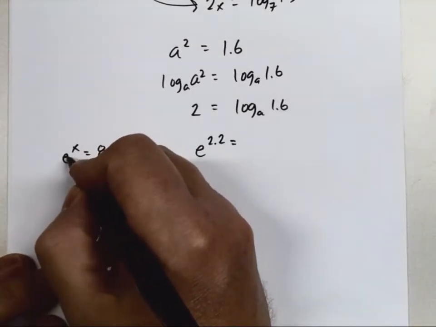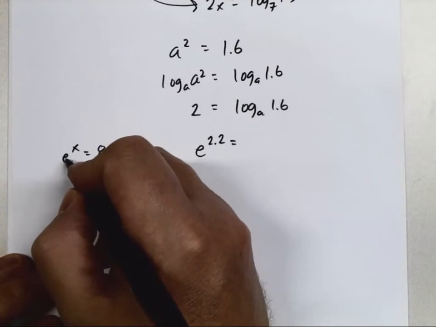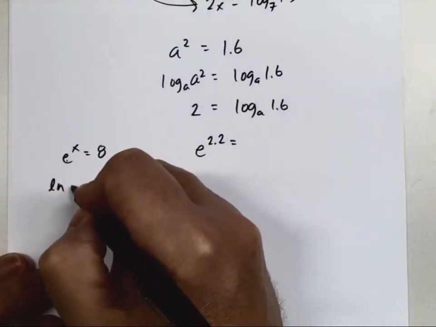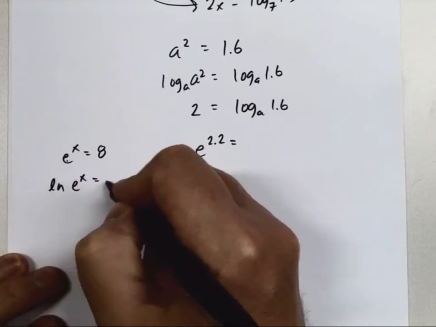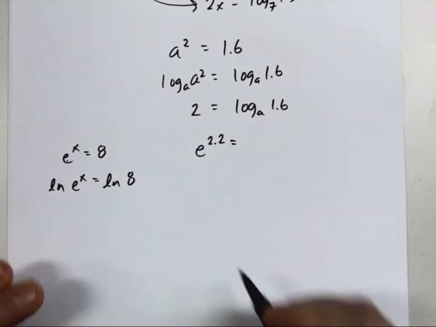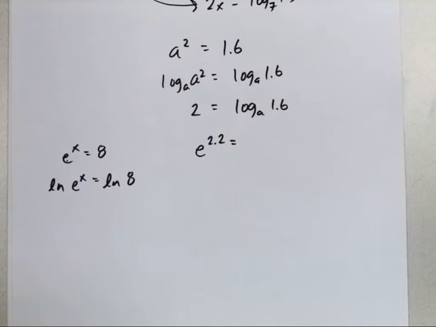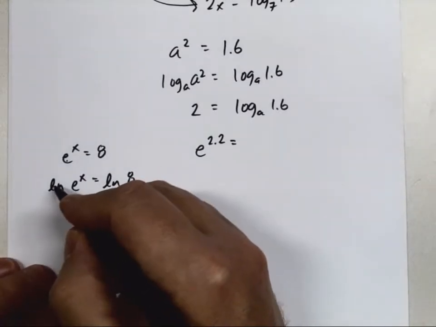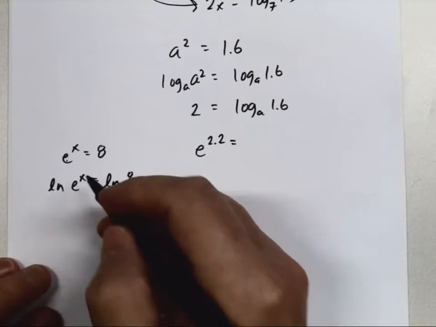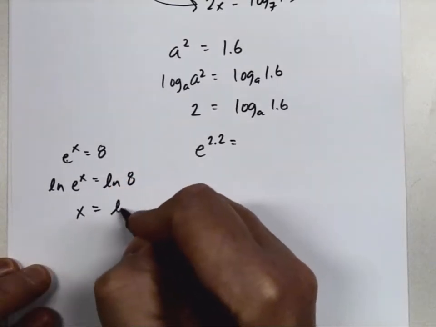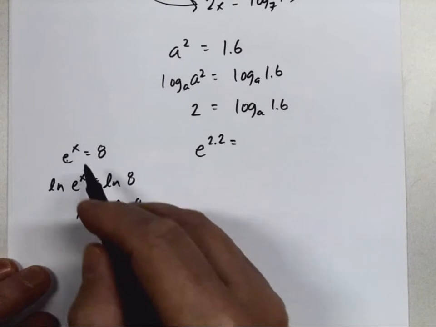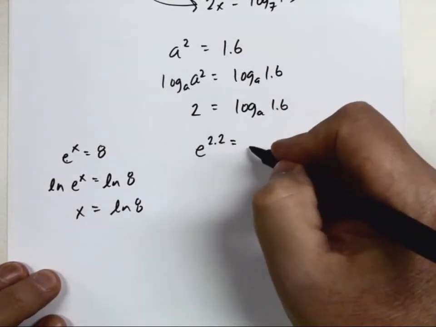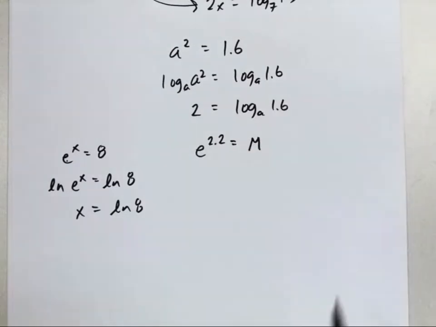What's the base of my log going to be? Has to be base e, which is actually natural log. So I'm going to take the natural log of both sides of the equation. Natural log of e to the x, I can think of this as log base e of e to the x. There we go.